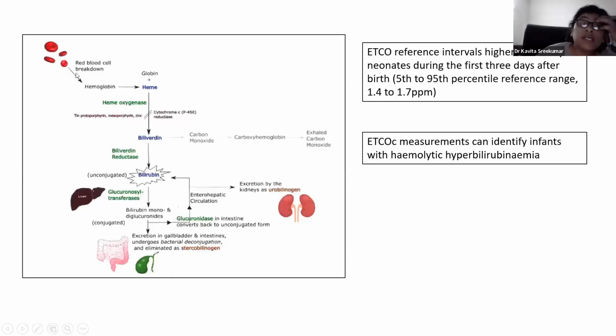Okay. So if you can see here, heme and globin is split, and then heme is converted to biliverdin, and heme oxygenase is the enzyme here, and then carbon monoxide is produced. Right. So this is one of the tools to check for hemolysis. And AAP guidelines also mention that if you want to assess for hemolysis, if we have ETCO monitoring, end tidal carbon monoxide monitoring, we can assess whether the child is having hemolysis or not. Right. So there are nomograms and there are percentile ranges given for ETCO. Right. So this is one of the tools.